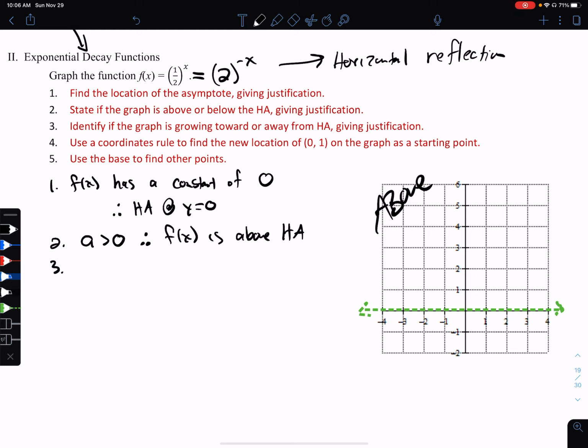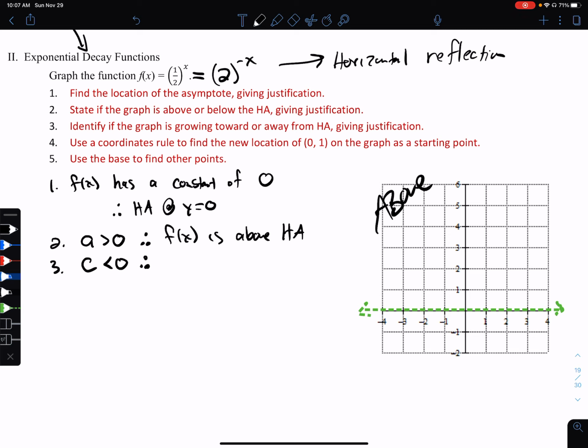3, identify if the graph is growing towards or away from the horizontal asymptote, giving justification. I forget the letter we use for this. I think we used the letter C. Let me check real quick my notes. Yeah, C. C, which is what we're multiplying by the inside function, is less than 0.